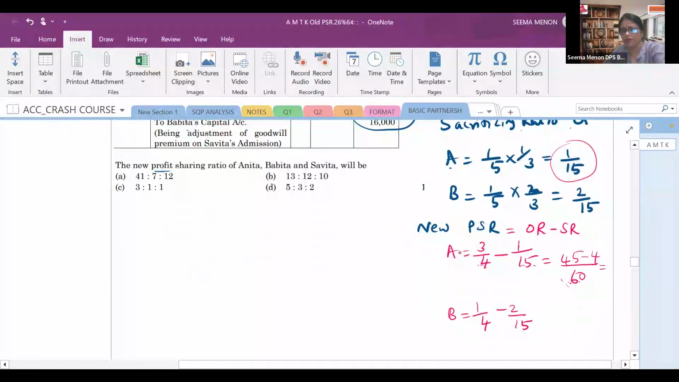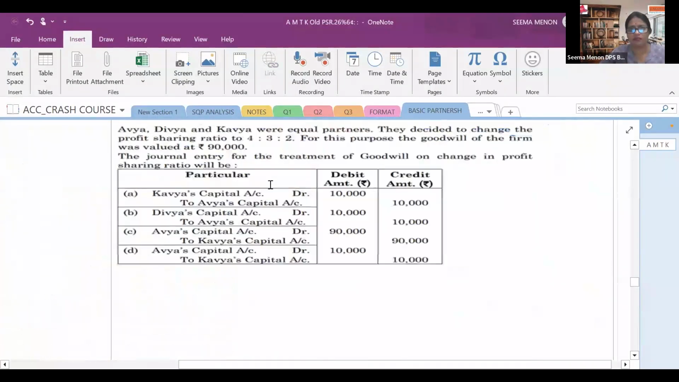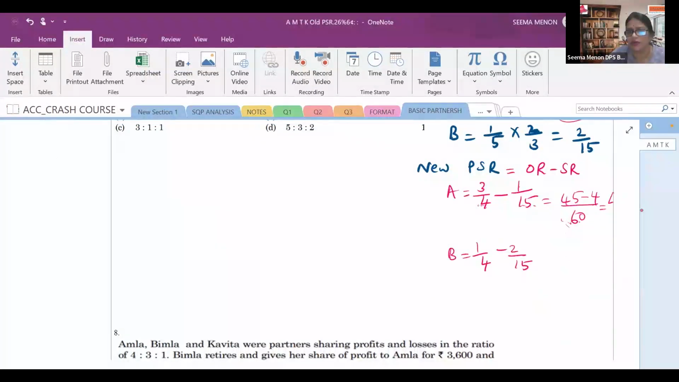The answer will be how much? The answer will be 41/60. You can see here 41/60. Now we will solve the same for Babita. The LCM is 60. 60 divided by 4, 15. 15 multiplied by 1, 15 aayenge. Now 60 divided by 15, how much? 4. 4 into 2, 8. 15 minus 8, how much it will become? 7/60. Now you will take Savita's share.